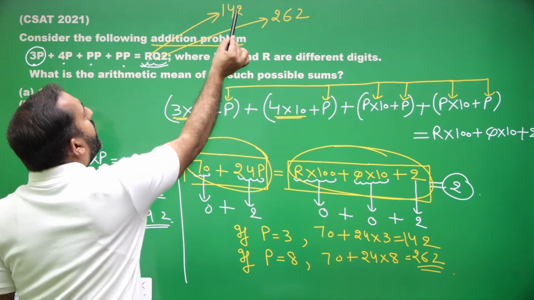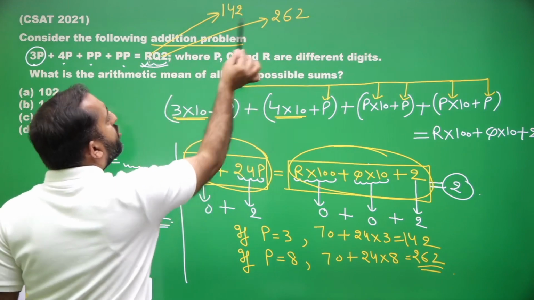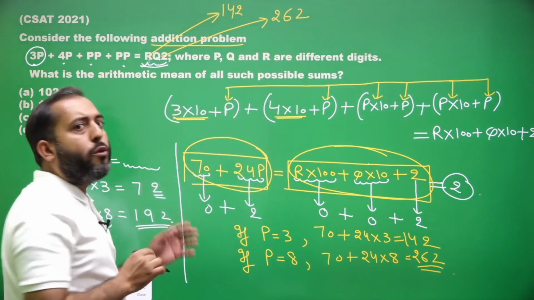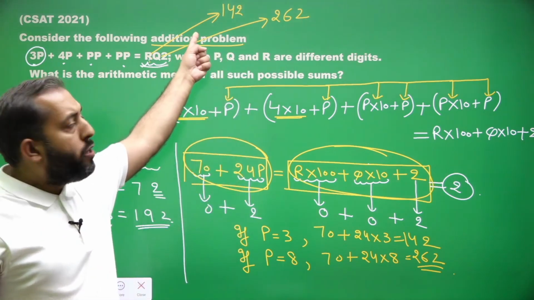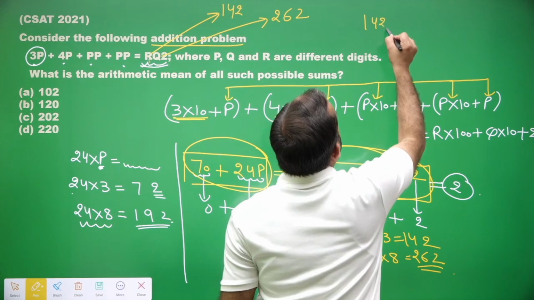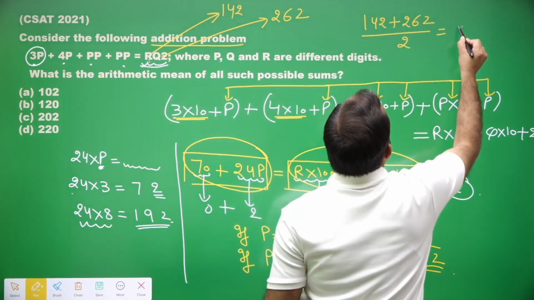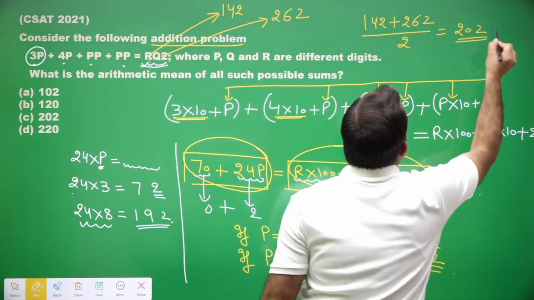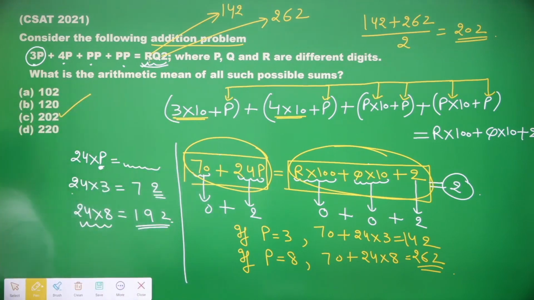In case of 142, r is 1, q is 4. In case of 262, r is 2, q is 6. Now we are looking for the arithmetic mean of all the possible values. So only two values are possible. Their arithmetic mean should be 142 plus 262 upon 2. If you solve this, it will give you what? 202. Hence, the answer to this question is option C. Please make a note of it. I hope this is clear to everybody.